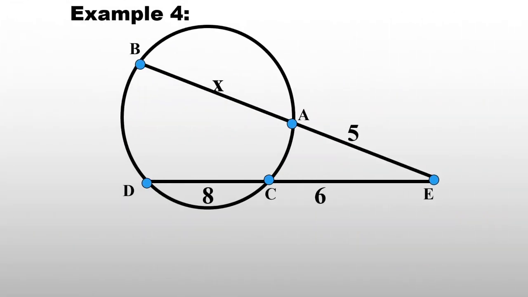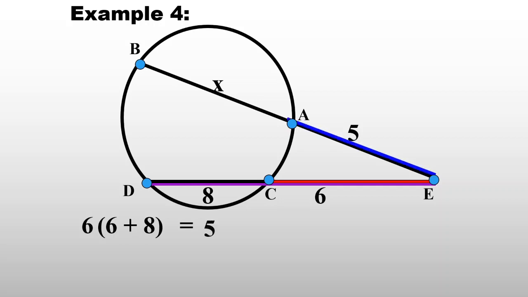Example number 4. Ayan, kagaya pa rin kanina. Yung ating outside ay 6. Then, yung inside natin, which is yung whole pala, yung whole natin is yung kulay violet na line. So, 6 plus 8 equals 5. The outside, yung kulay blue na line. And the other one, yung ating yellow line is yung whole, 5 plus x. So, outside times whole, outside times whole.